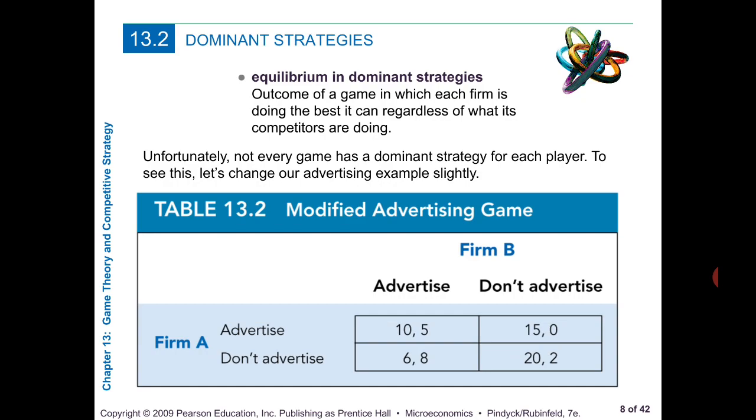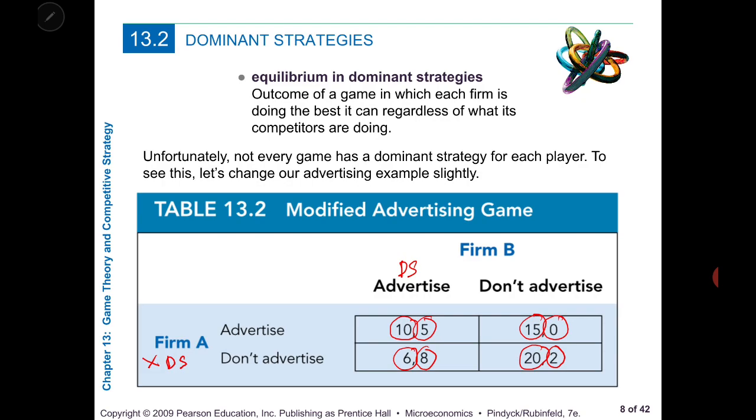Now, what if one firm does not have a dominant strategy? Look at firm A here. If it advertises, it will earn 10 and 15. By not advertising, 6 and 20. So it doesn't look like it has a dominant strategy. Firm B: advertise, 5 and 8; don't advertise, 0 and 2. So the dominant strategy is in advertising.